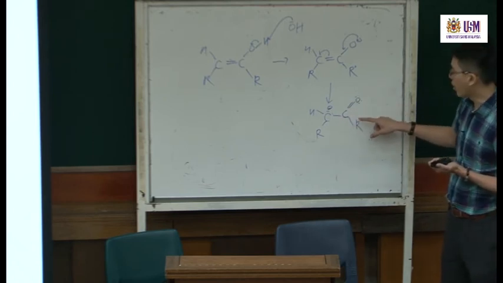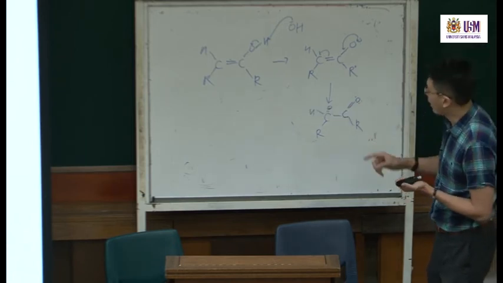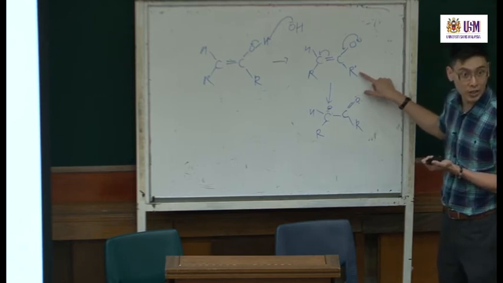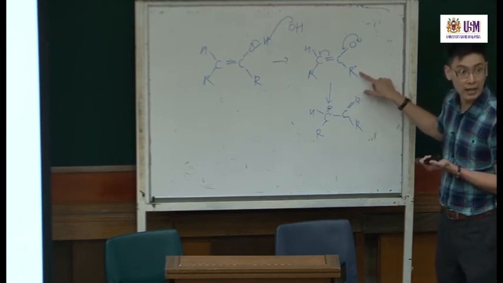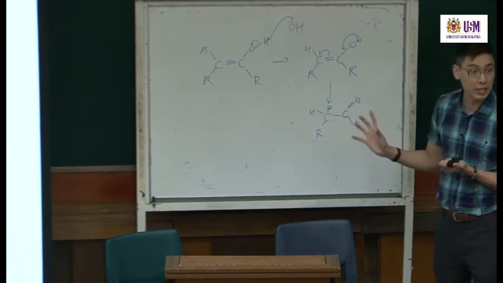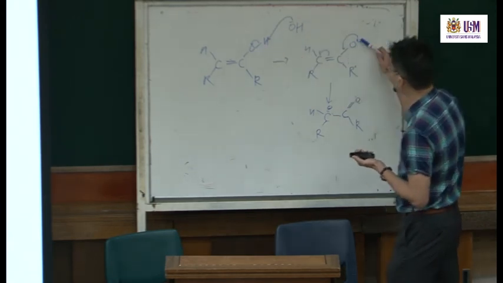formed, isn't it? Your keto is already formed. In this case, it's already formed. R can be an alkyl group or H. Okay, if it's H, you form an aldehyde. If your R is alkyl, you form a ketone. Okay, this is under the basic condition. Basic condition using the base attack the H, forming this.